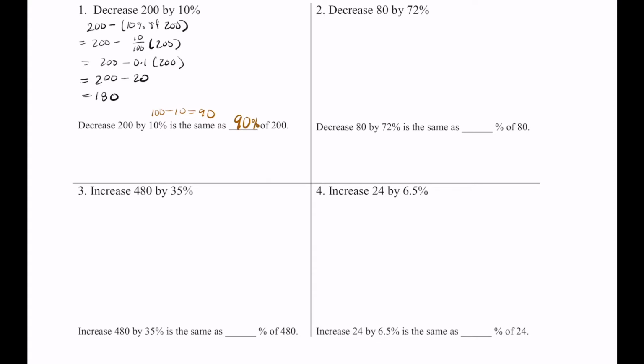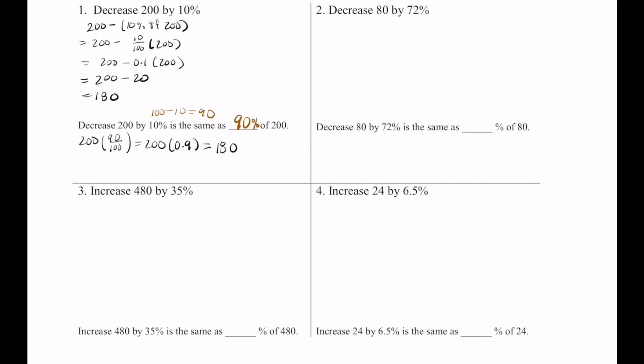Let's check our work and make sure that matches up. So I have 200 times 90 over 100, which is 200 times 0.9. And on your calculator, you notice that gives us 180 again. Let's look at example 3.